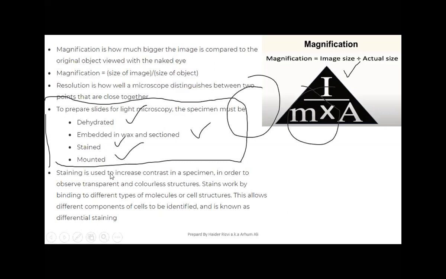Now staining is used to increase contrast in a specimen. स्पेसिमेन को ज्यादा अच्छा क्लियर बनाने के लिए हम क्या करेंगे? We will be using the staining, ताकि आपकी इमेज जो है वो बहुत अच्छी form out हो आपके eyepiece के अंदर.